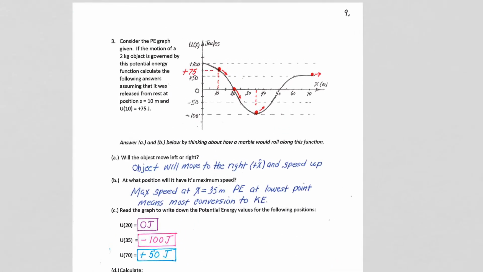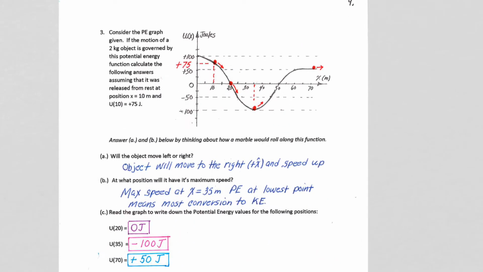So let's do it. Here we have our potential energy function, a random function. So I have no idea what's actually going on in reality. I just know this is the potential energy function that governs the motion of the particle. We're told it's a 2 kilogram particle. We're told that it is released from rest again. So that's my marble, right? I go right to my marble analogy. I put my marble down and let it roll. Notice we are told that the initial potential energy value is plus 75 joules. So that's where I got the plus 75 from.